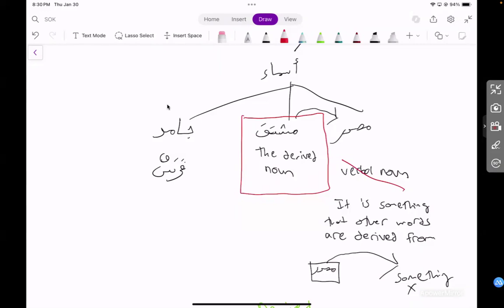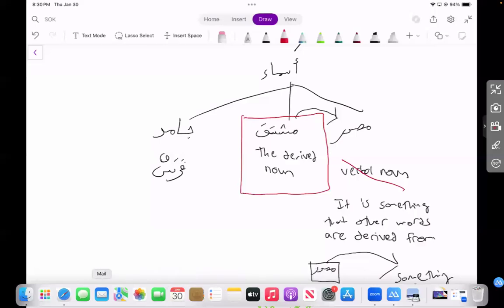Running out of time. Okay, so yeah, we have 10 minutes. So that's kind of how this ties in with sarf.